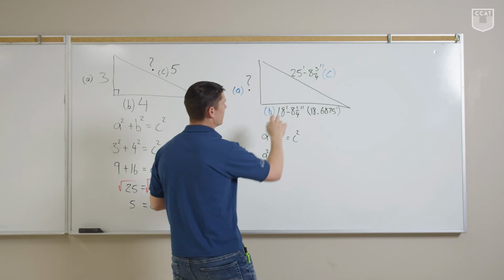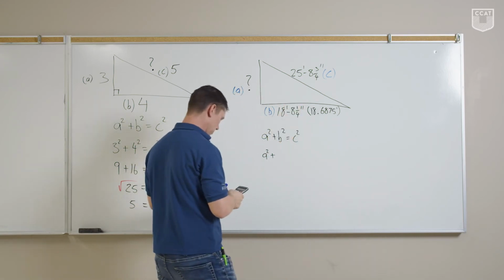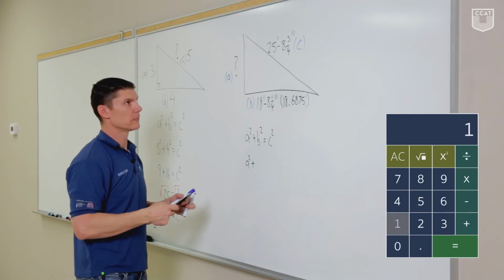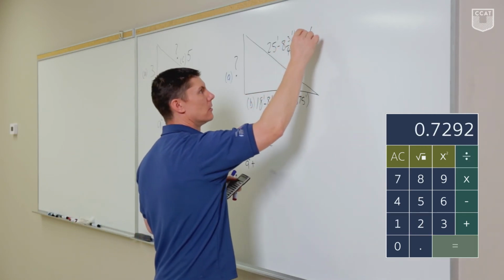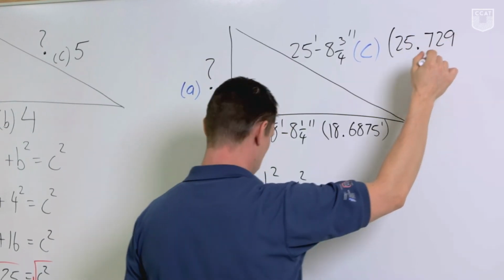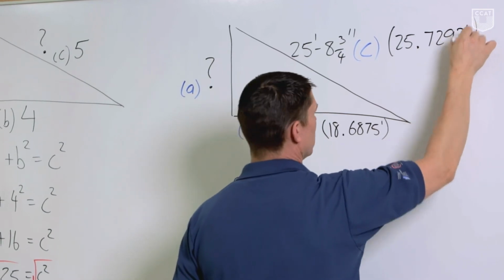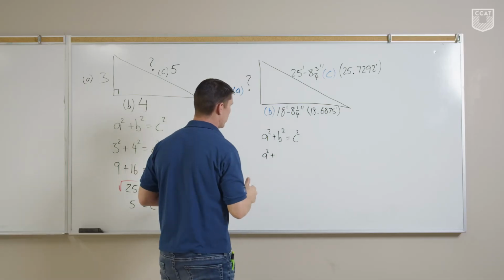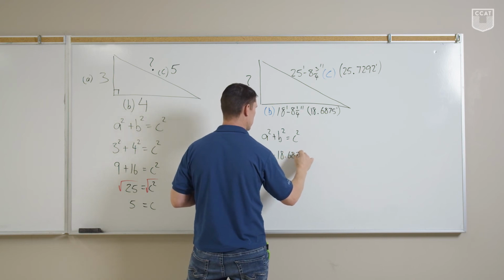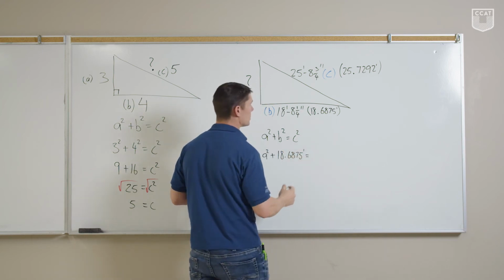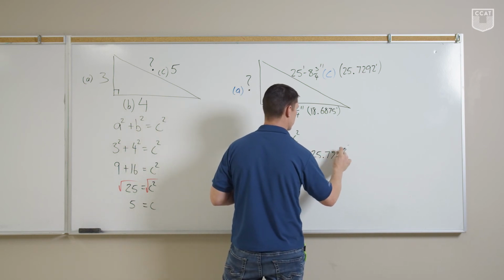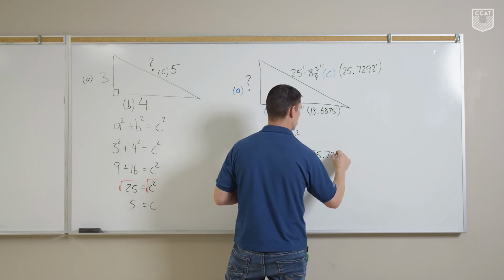While I'm doing my conversions, I might as well convert this number here also. So 25 foot 8 3/4 inches in decimal would be 25.7292 feet. Okay, we can punch those into here. So B was our 18.6875 feet, and C we just said was 25.7292 feet.